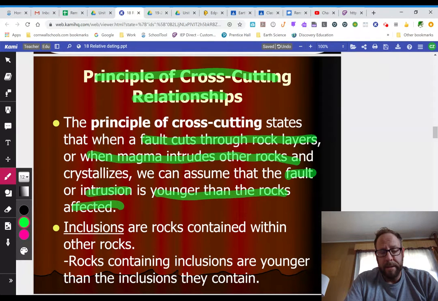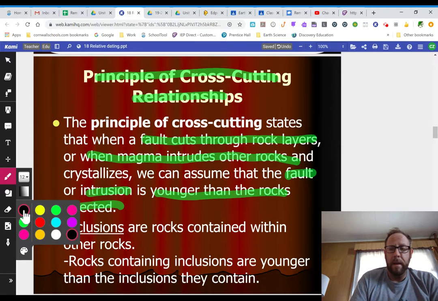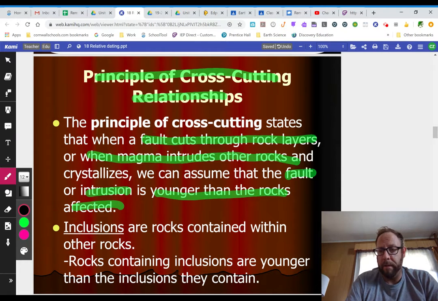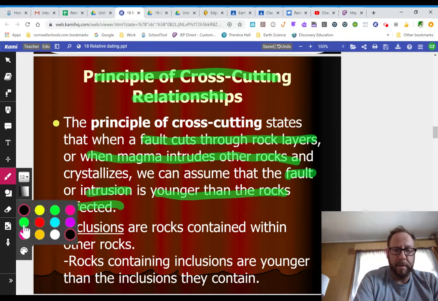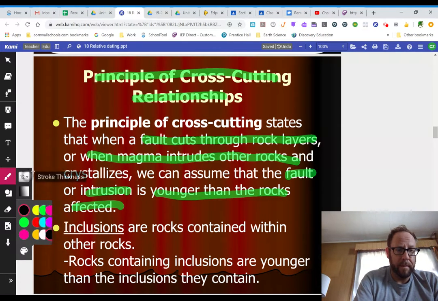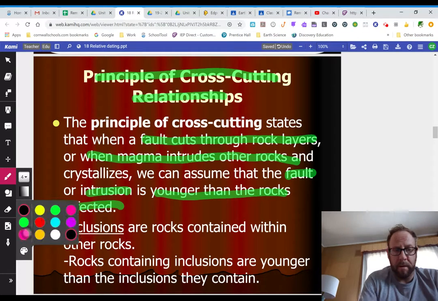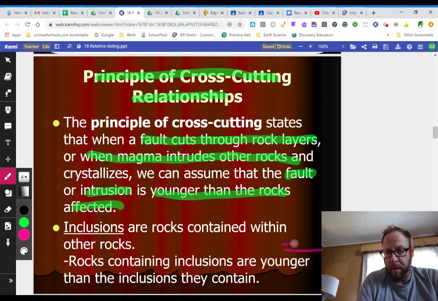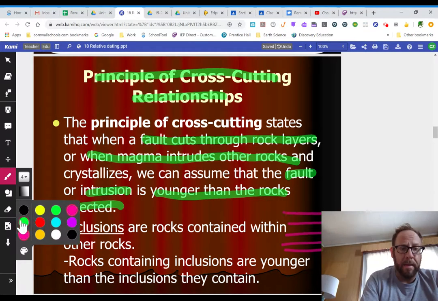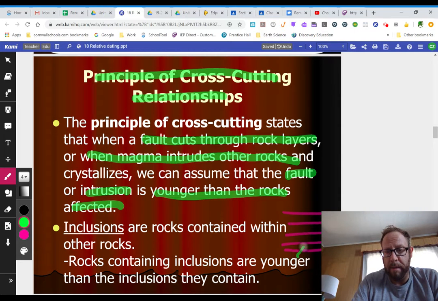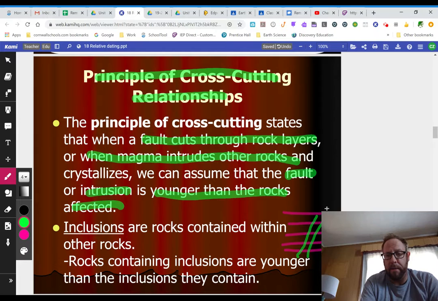So how do I conceive of that? Here is a group of rock layers. Let me just get a group of rock layers for you here. Rock layer, rock layer, rock layer, rock layer, rock layer. And then magma intrudes through it. The magma came after the rock layers, kind of like when you make a sandwich.